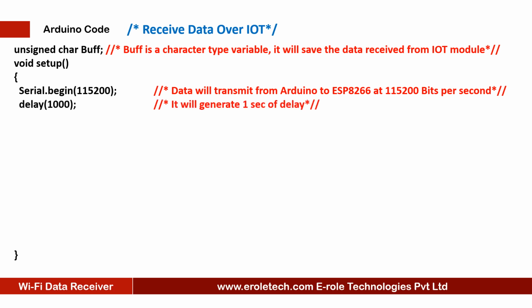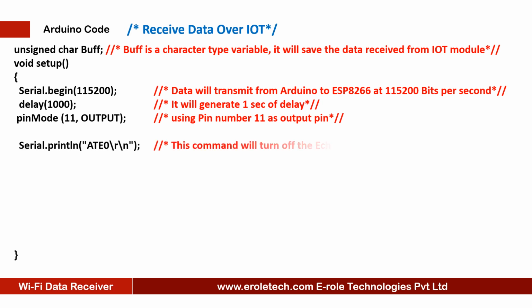Delay 1000. It will stop the program here for 1 second. In this project, we will give high or low signals to the LED, so we will make pin number 11 an output pin. Serial print line. This is the syntax of the command used to send the data from TX pin of Arduino. ATE0. This is the command of ESP8266 IoT module. It will turn off the echo. \r\n is the code of enter key.